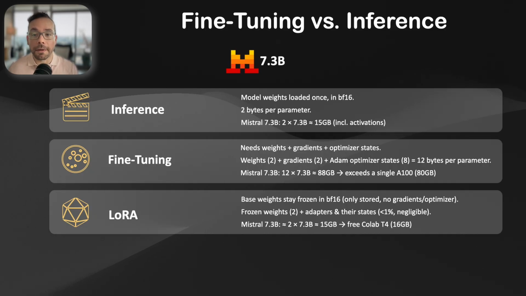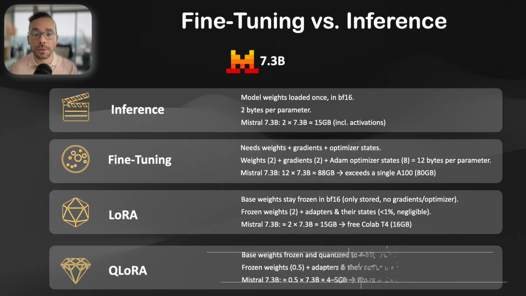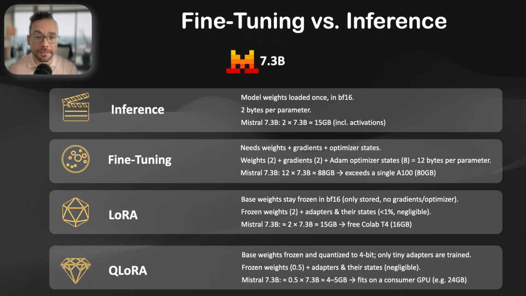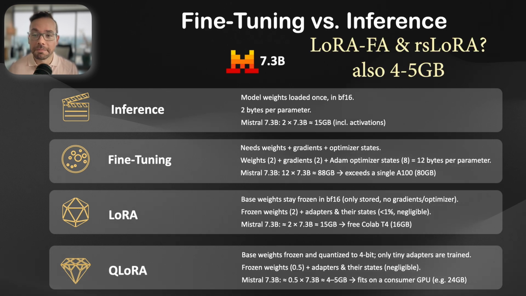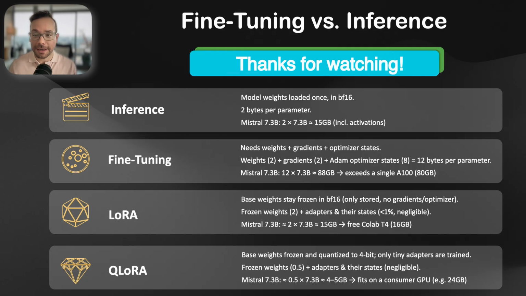Let's see QLoRA. QLoRA goes one step further, right? On top of LoRA, it compresses those frozen weights to 4 bits. Now the whole thing fits in 4 to 5 gigabytes of VRAM, meaning you can now fine-tune on a regular GPU on your personal laptop or even a free notebook. So we went from needing a data center to needing a standard laptop GPU. That's what made fine-tuning accessible to everyone.